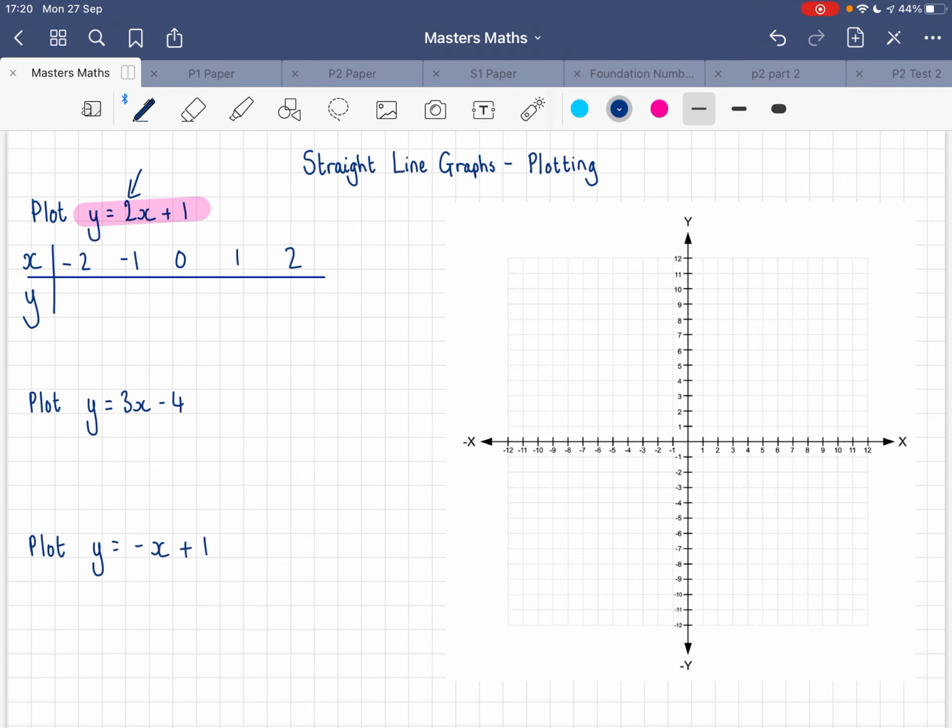So for the first x value, we've got -2. -2 times 2 makes -4, and then -4 plus 1 is -3. You can use a calculator for this.